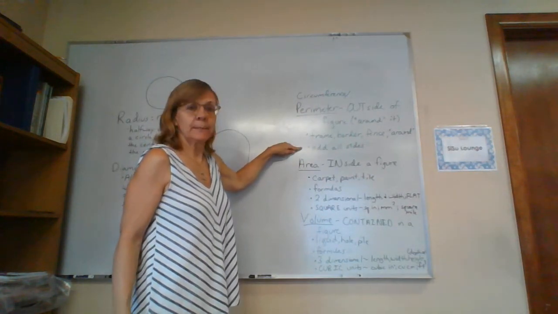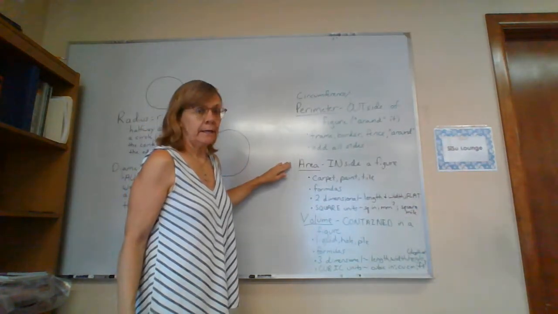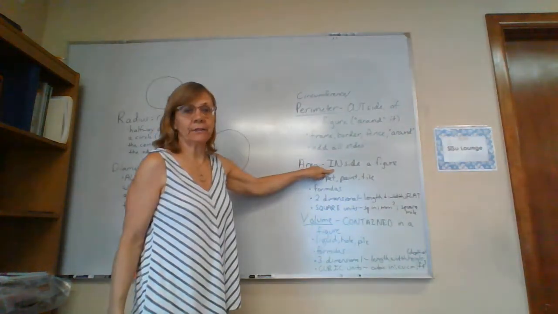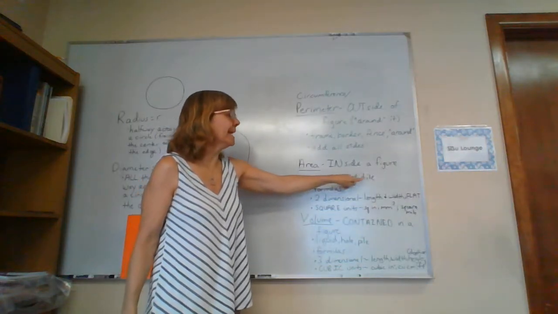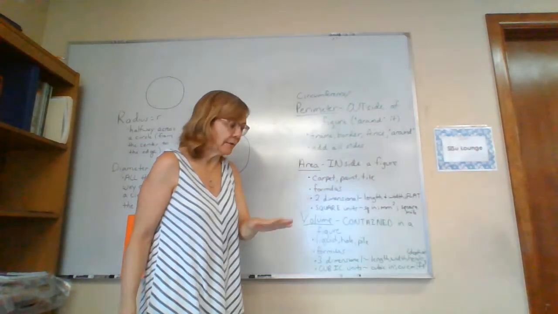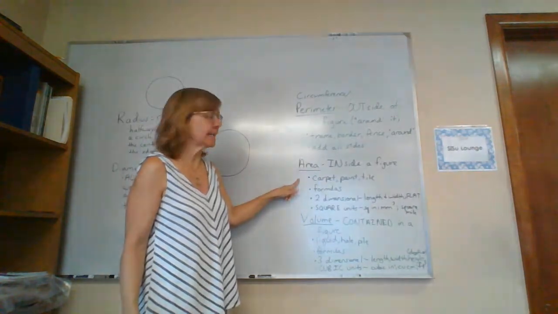And you can find it simply by adding all the sides together. The area of a figure is what's inside the figure. You're going to use it if you're doing, say, carpet or paint or tile, because you're covering the whole surface with the carpet or the paint or whatever. You're covering everything on the inside.